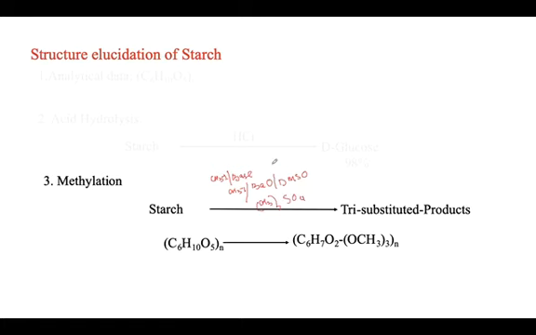When we use any of the three methylating processes, a tri-substituted product is found. That indicates that in D-glucose, since D-glucose is the main constituent, each glucose unit in starch has at least 3 free hydroxy groups. These hydroxy groups have been converted into O-methoxy groups, OCH3 groups.